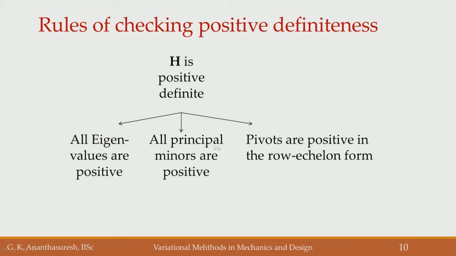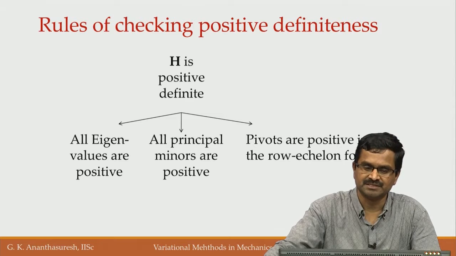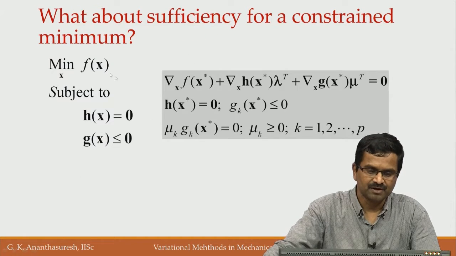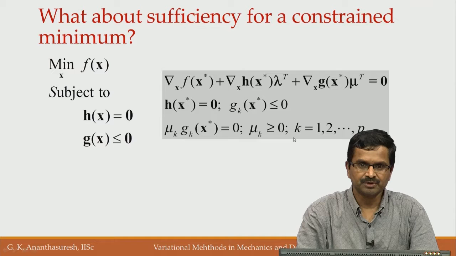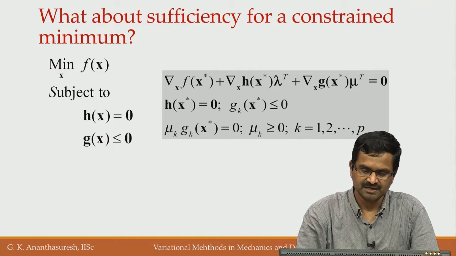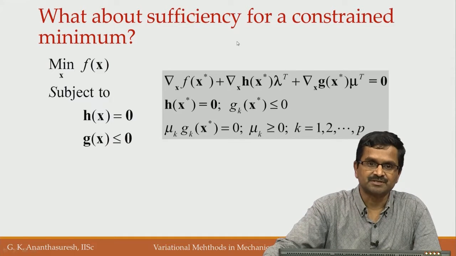The latter two, the principal minors and pivots, are not used that often, because now we have very powerful numerical analysis software which will give you all the eigenvalues. So, that is the best one. If all eigenvalues are positive, then you have a positive definite matrix, which is a sufficient condition for a problem without constraint, that is unconstrained minimization. Now, if you consider a problem which is constrained, whose necessary conditions, the so called Karush-Kuhn-Tucker conditions that we discussed in the last lecture, a little bit today, what about the sufficiency of such a problem?